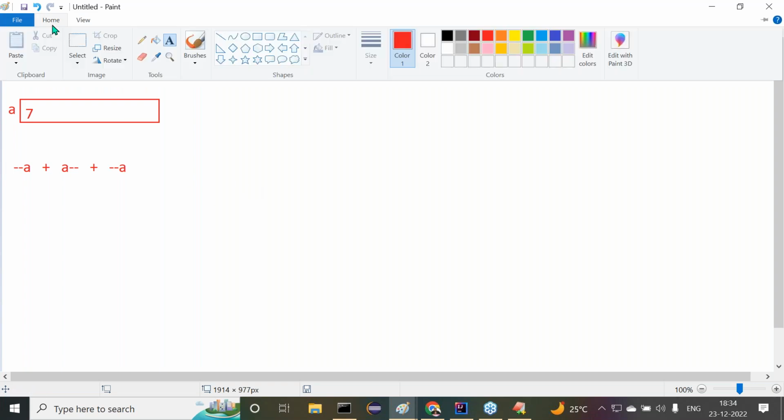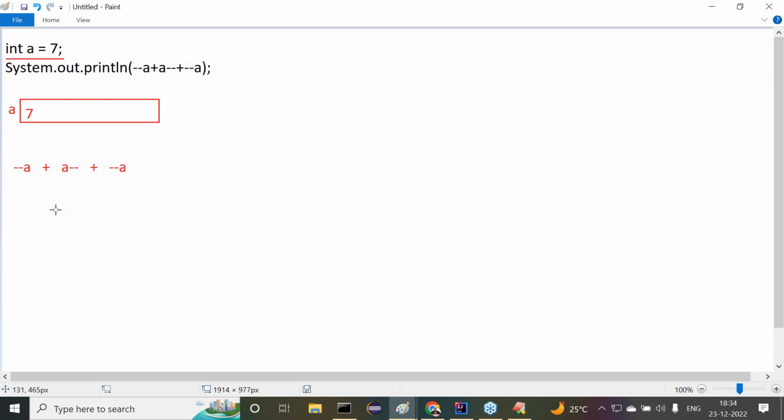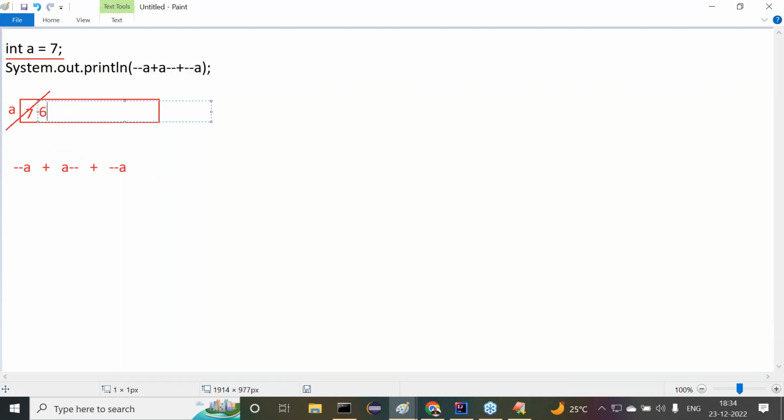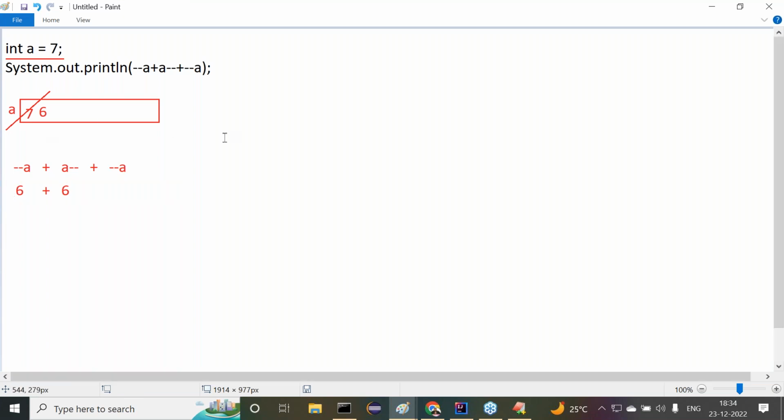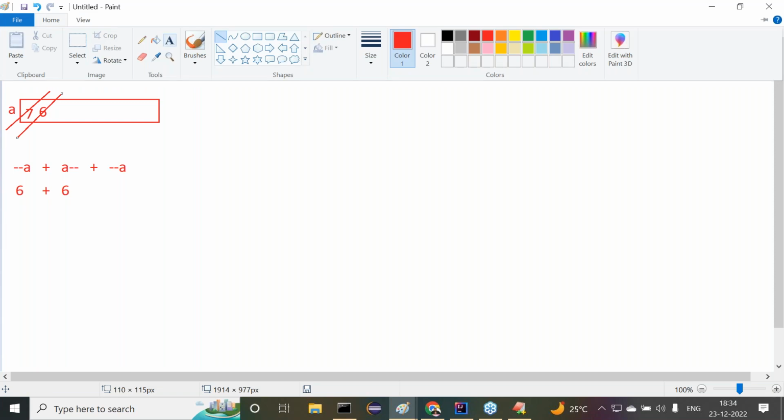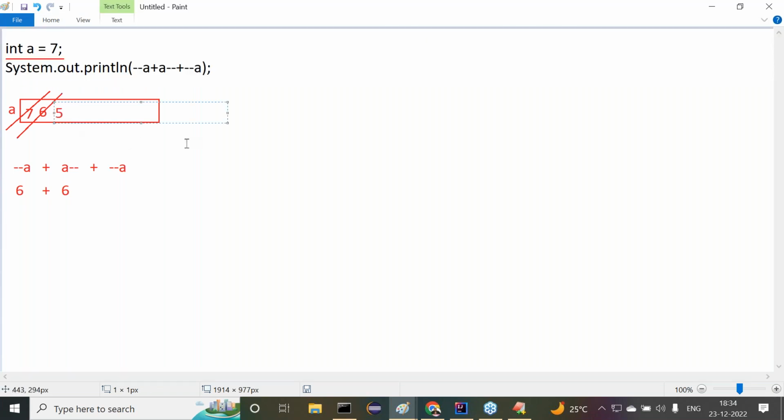Observe carefully. First of all, --a exists here. It is pre-decrement. Pre-decrement means first the a value must be decremented by 1. So here we are getting 6. That 6 value will be provided here. Next one is plus, then a--. It is post-decrement. The current a value will participate in the expression, but internally the a value will be decremented by 1. 6 is decremented by 1.